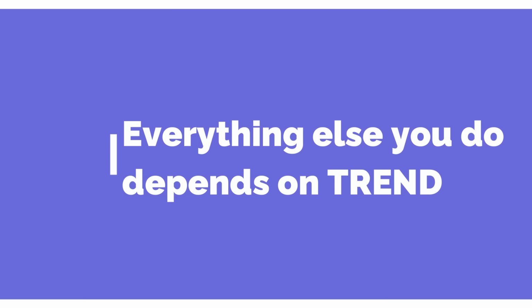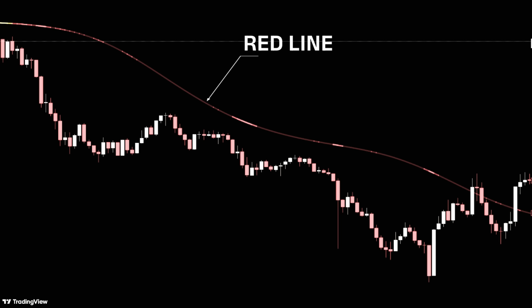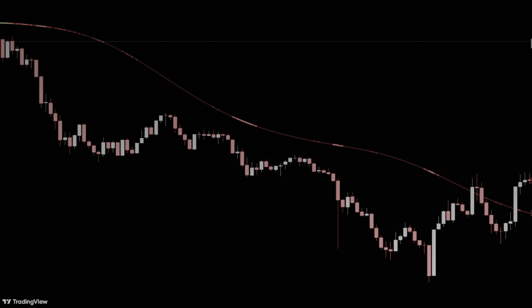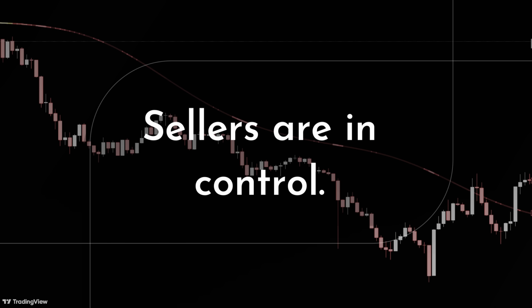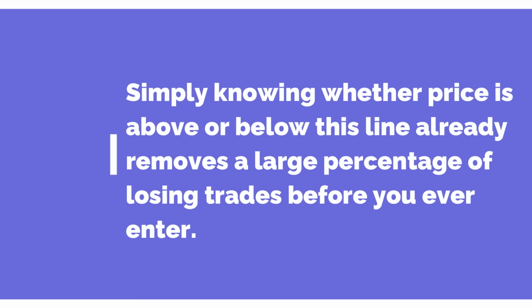Now watch what happens later on the same chart. The colored line turns red and the price starts forming below it. The trend now is down. This isn't a prediction. This is a visual confirmation of control. Price below the line, red trend, sellers are in charge. In this condition, buying pressure is weak and buying usually fails. A massive number of traders lose money right here because they treat every signal the same, regardless of direction. Simply knowing whether price is above or below this line already removes a large percentage of losing trades before you ever enter.